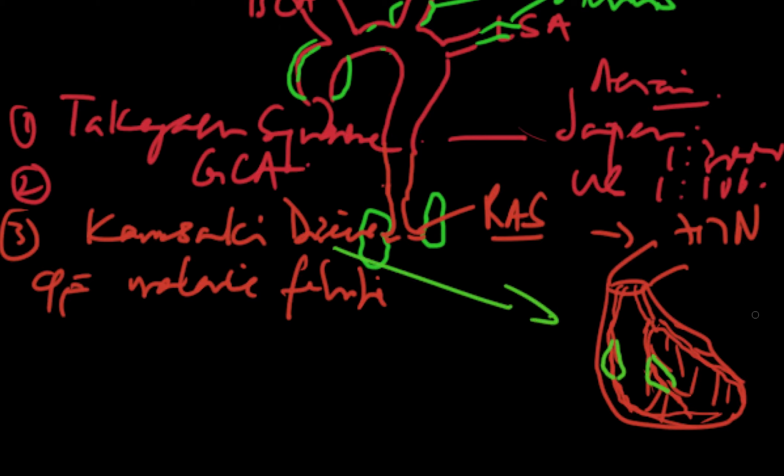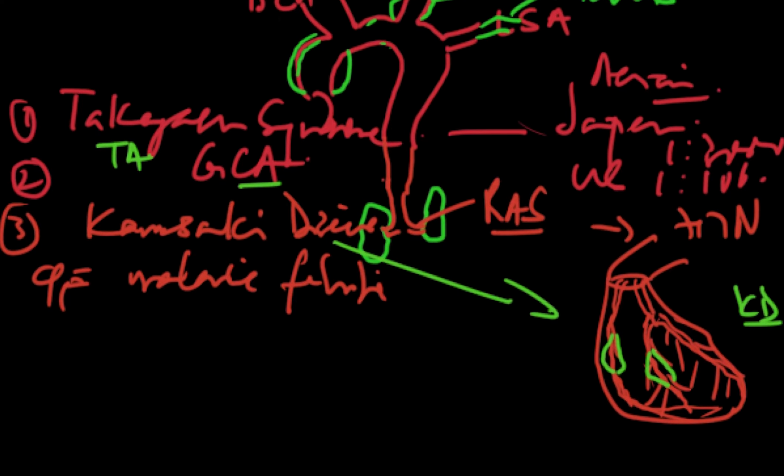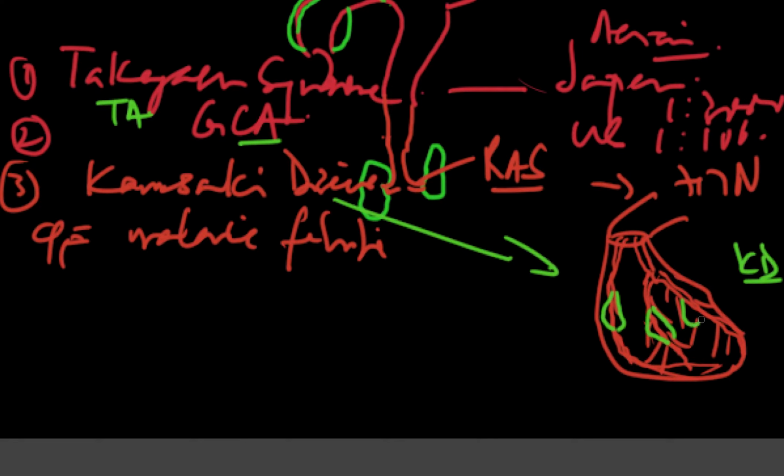And this is Kawasaki disease, KD. Takayasu syndrome is TA, or Takayasu arteritis, and then of course you have GCA. In the KD variety, remember, these are very young cases, and we'll talk about that prevalence in just a second. But just so that you remember, these huge aneurysmal dilatations of the coronaries are the pathognomonic features of Kawasaki disease.